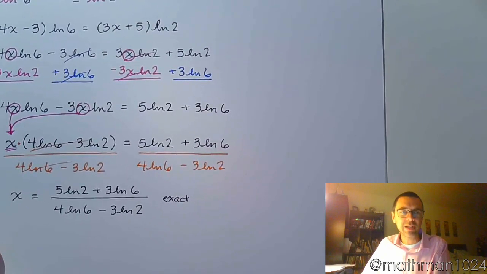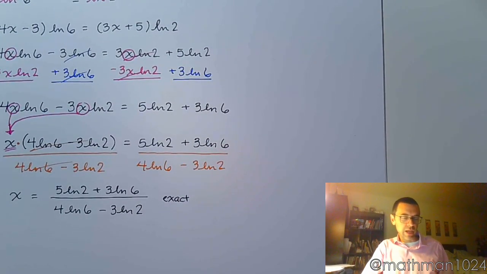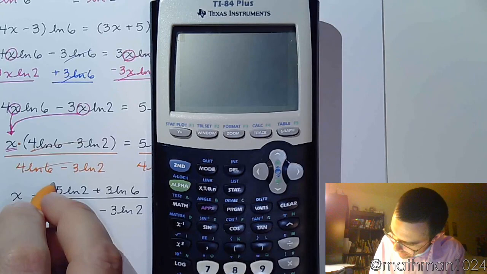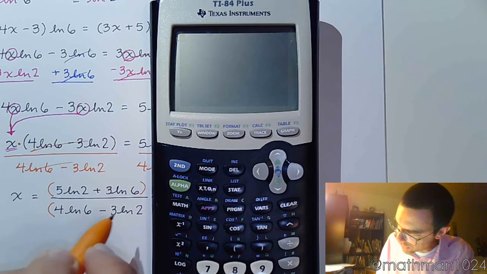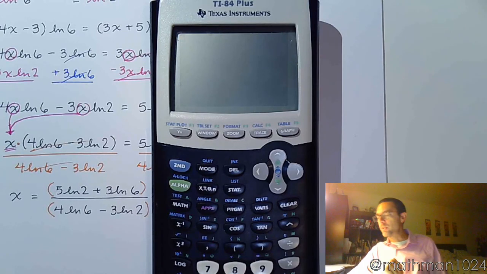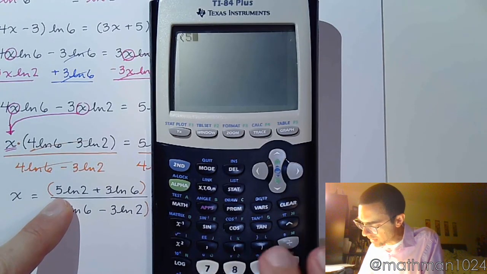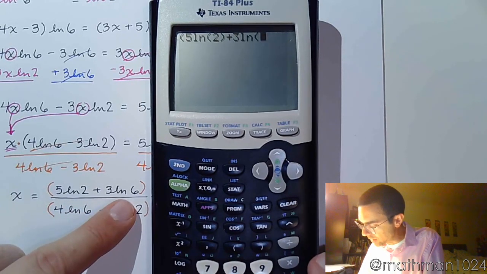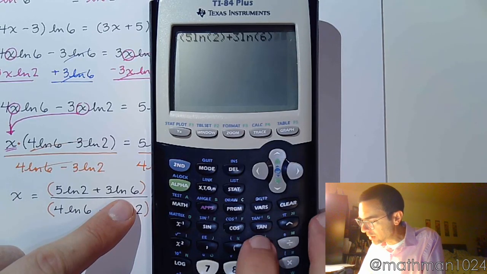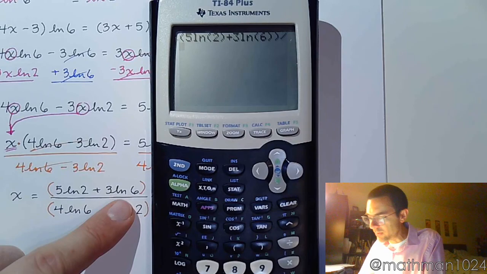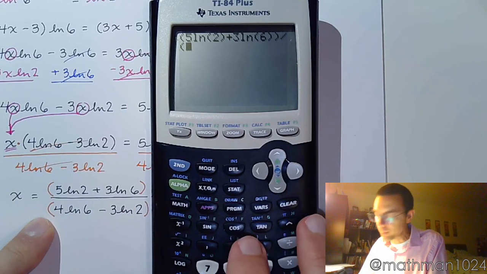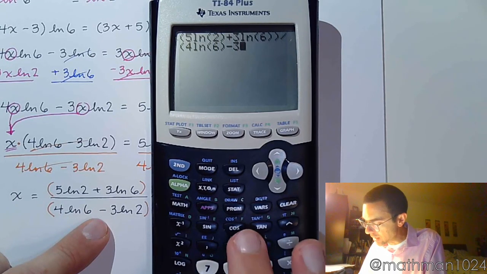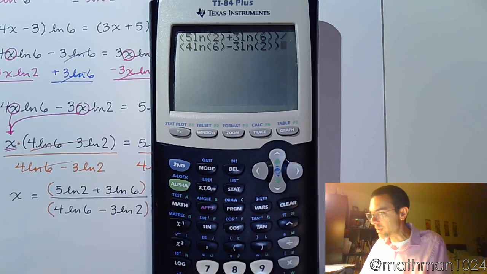I now need to figure out what is the decimal approximation, and then we're going to go and check that guy. All right, so make your notes to remember to do parentheses for the whole group that's in the numerator and the denominator. So big parentheses, 5 natural log of 2, close the natural log, plus 3 natural log 6, close the natural log, close the numerator, big fraction, so we're dividing by, open up the parentheses, 4 natural log of 6, close the parentheses, minus 3 natural log of 2, close. Close the denominator.